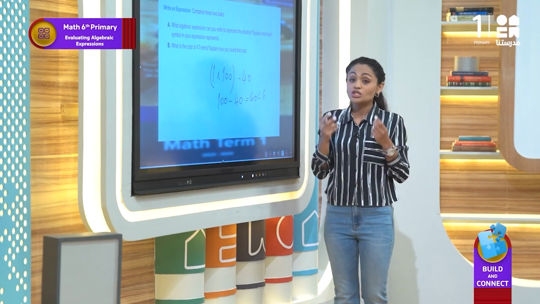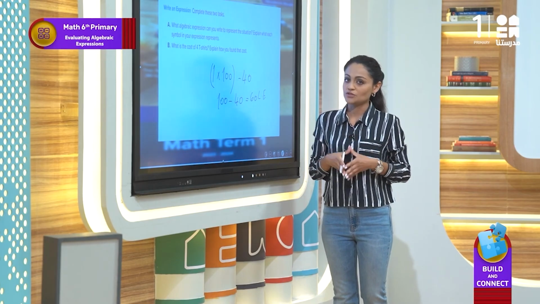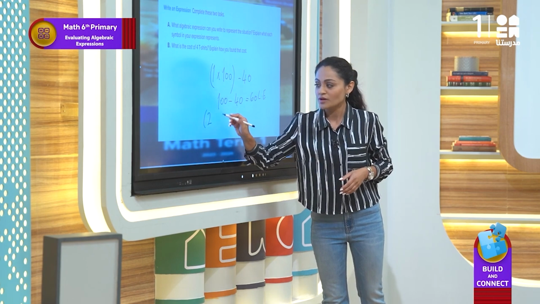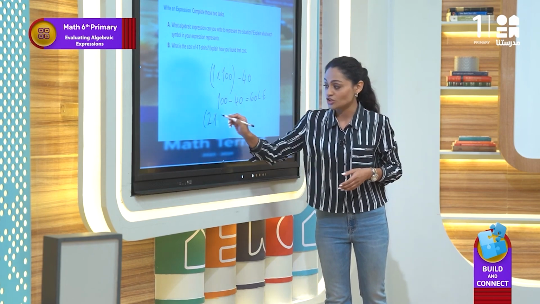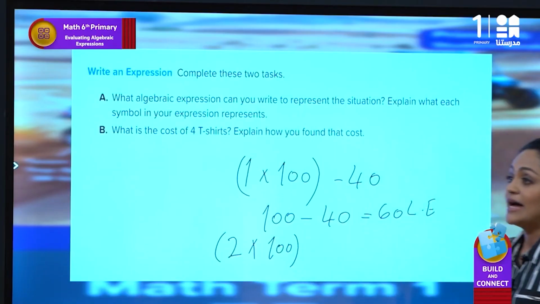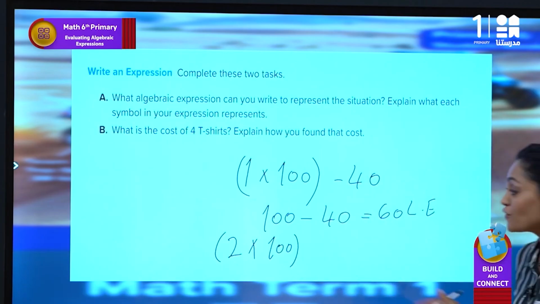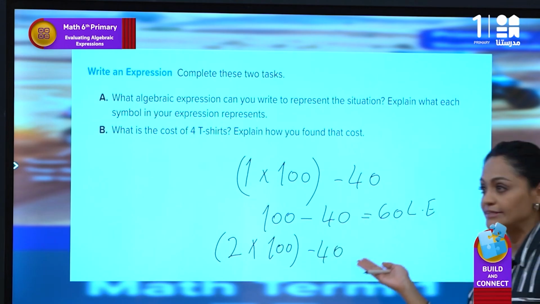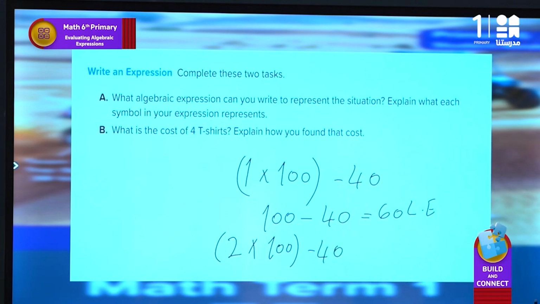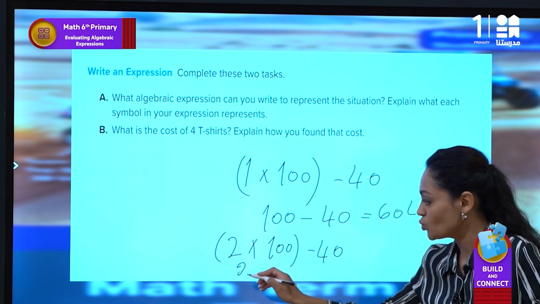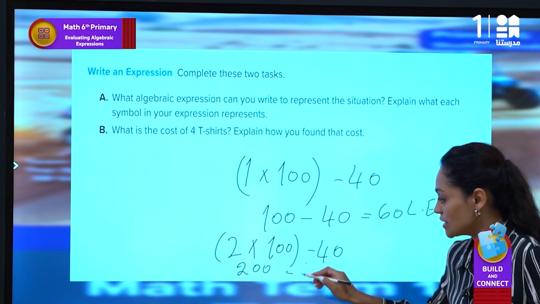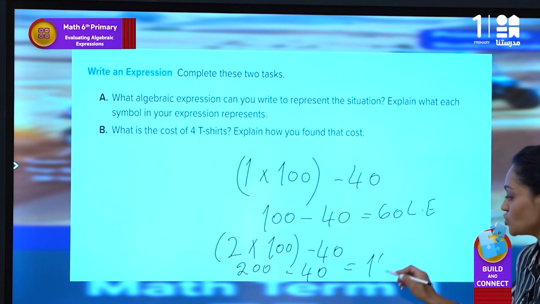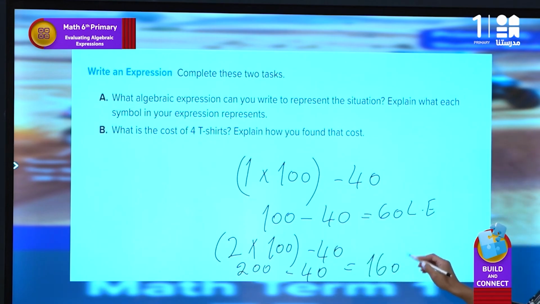And if we buy 2 t-shirts, what are we going to do? Exactly, we're going to do 2 multiply 100 and then subtract 40 from the result, right? That will be 200 minus 40 equals exactly 160 LE.